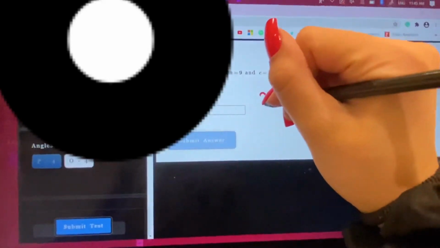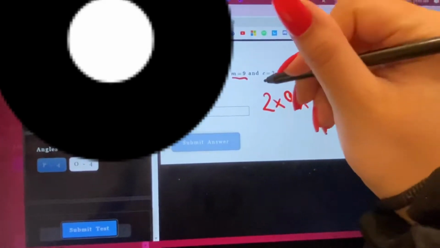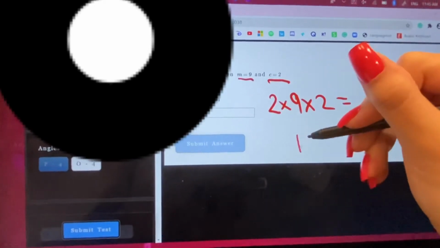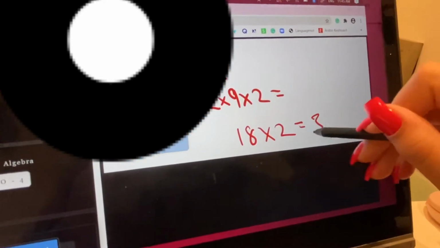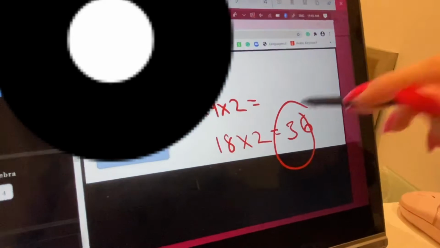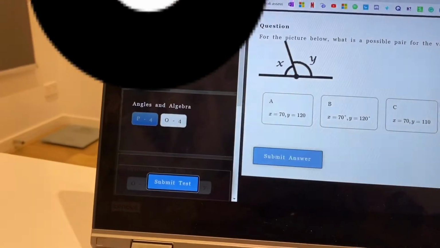Alright, so we've got 2 times m equals 9, so 2 times 9 times c equals 2, so 2 times 9 times 2, and 2 times 9 is 18, and 18 times 2 is 36. I literally just had a blank out, so yeah, the answer's 36. Let's just hope that I'm getting these right because I'm like 95% sure. I'm like really bad at remembering stuff, so I don't know. So yeah. Okay, now we've done that module for the online test.